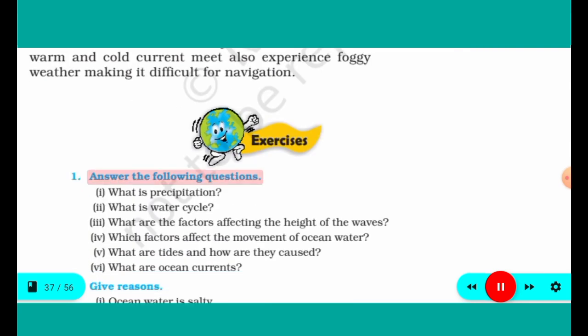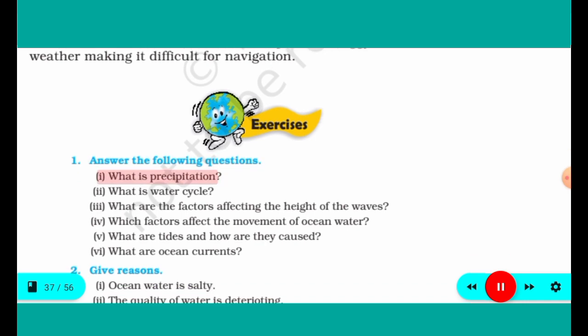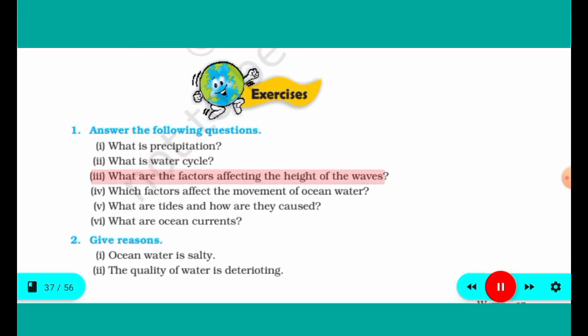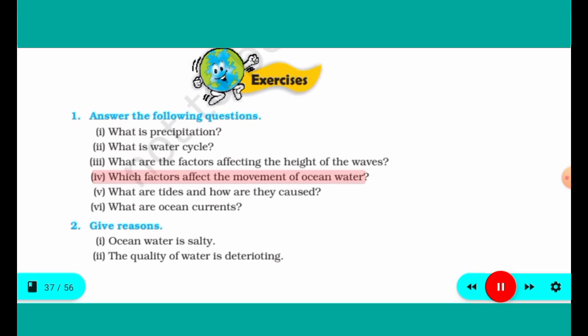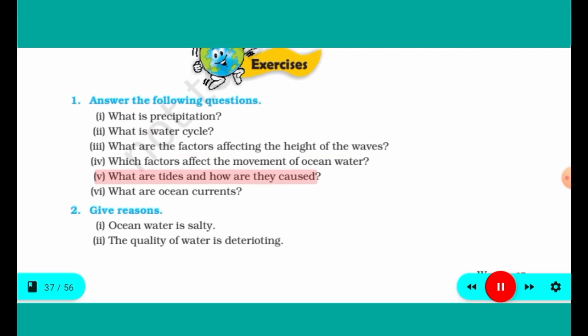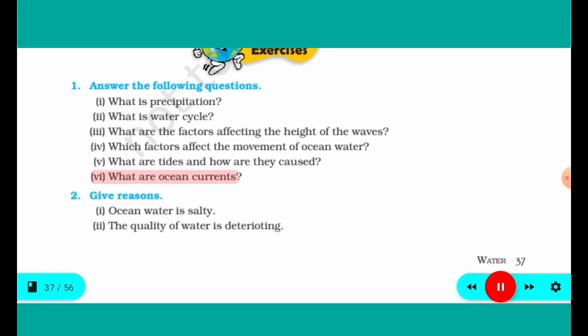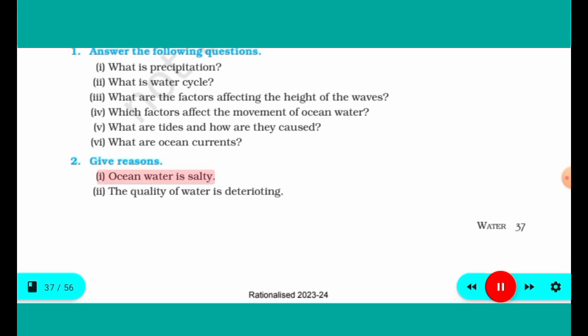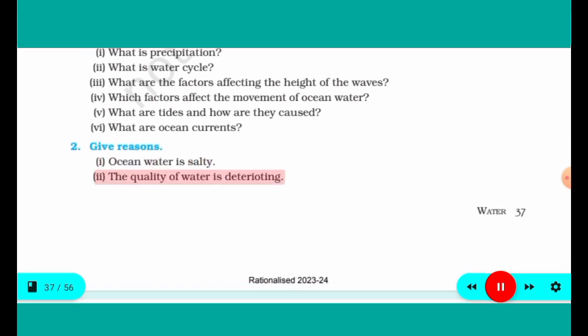1. Answer the following questions. I. What is precipitation? II. What is water cycle? III. What are the factors affecting the height of the waves? IV. Which factors affect the movement of ocean water? V. What are tides and how are they caused? VI. What are ocean currents? 2. Give reasons. I. Ocean water is salty. II. The quality of water is deteriorating.